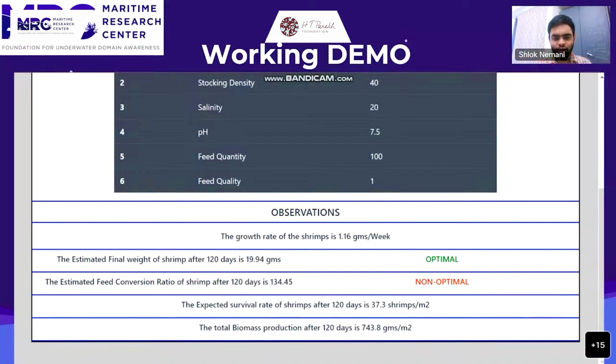Overall, we get the total biomass production in this case. If we change these parameters, let's say we increase the temperature, the growth rate decreases and the total biomass production decreases. So the overall idea was that by inputting the parameters, the farmer gets an idea of how much of each parameter he or she should maintain.